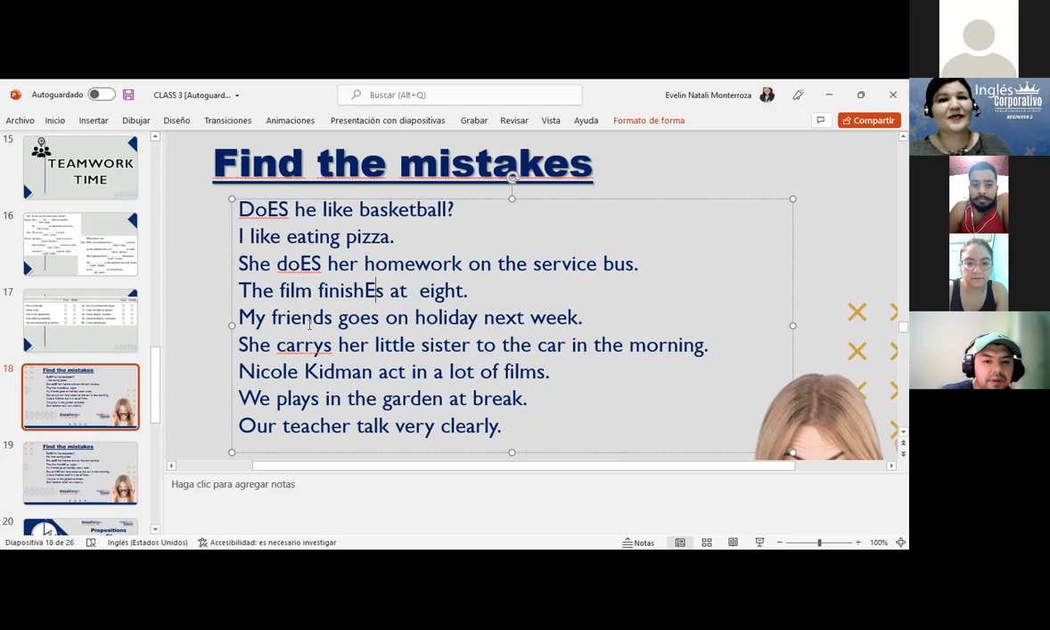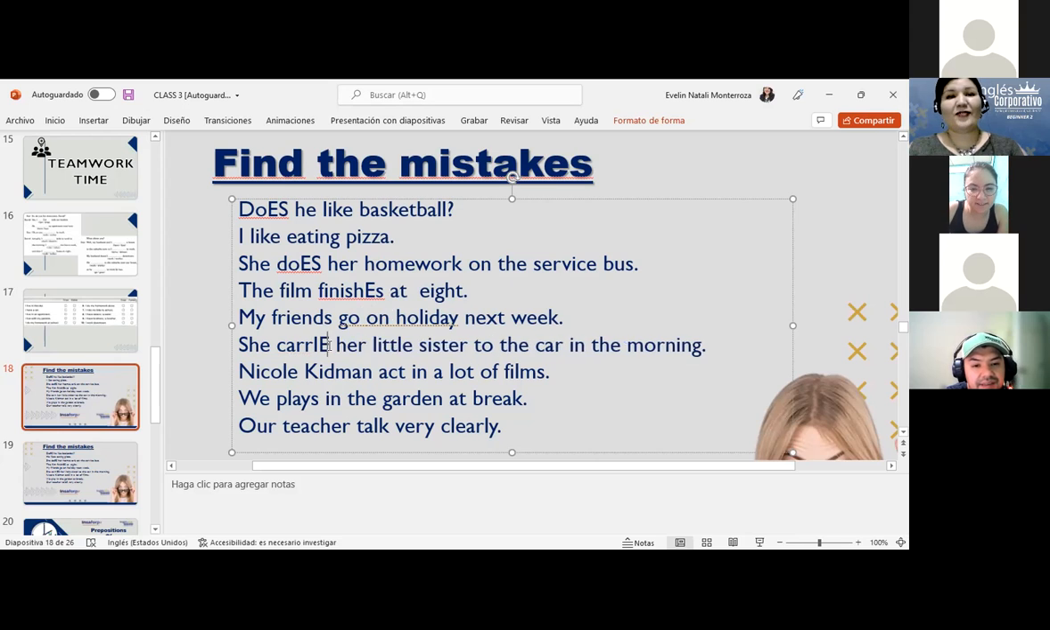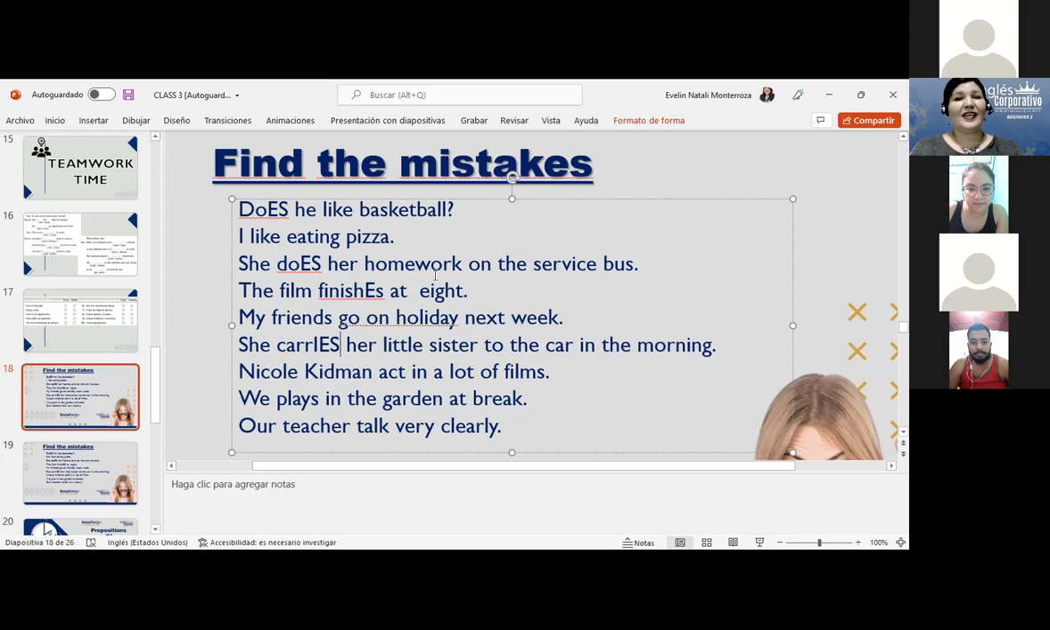The next one. My friends go. Very good. The next one. Carries. Right. So you change it for this one. My friend carries. What about the next one?